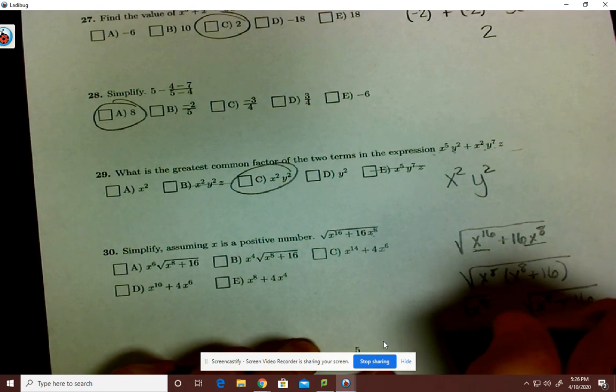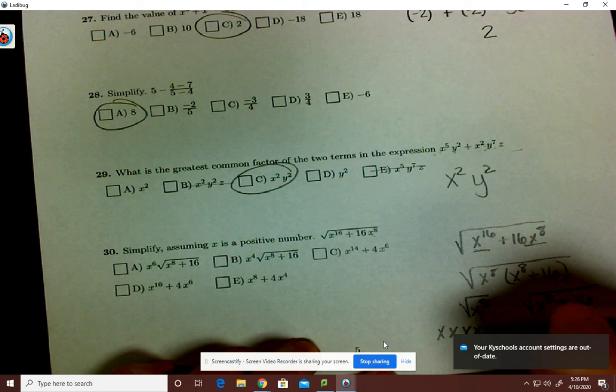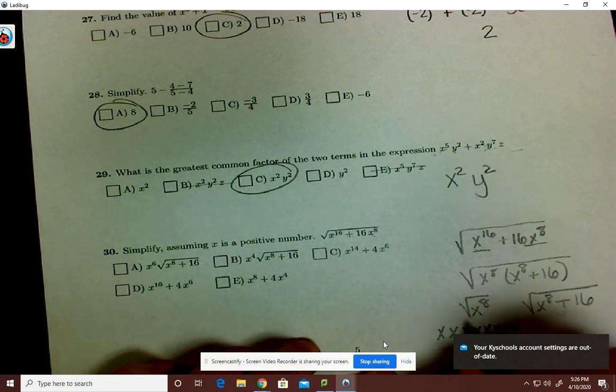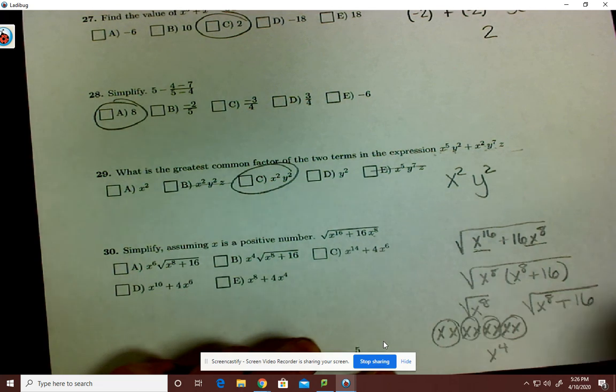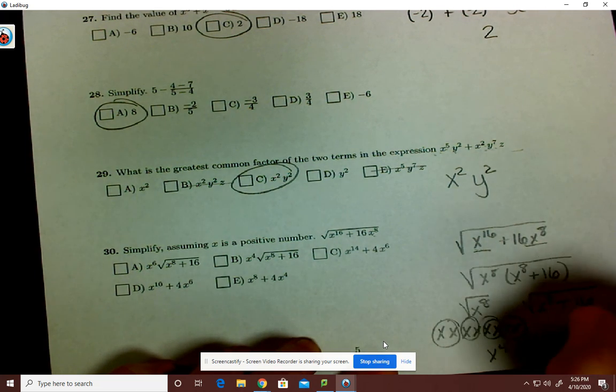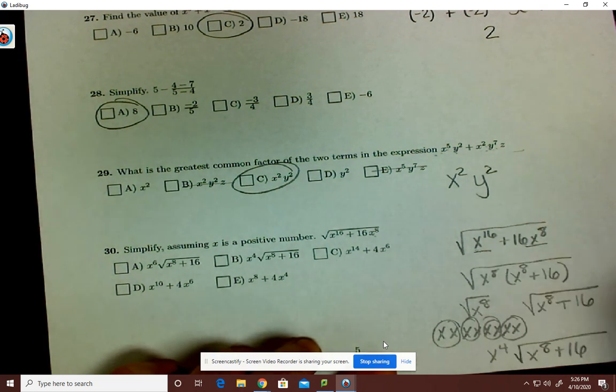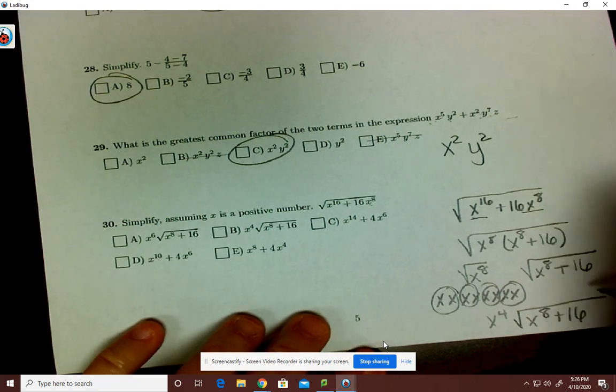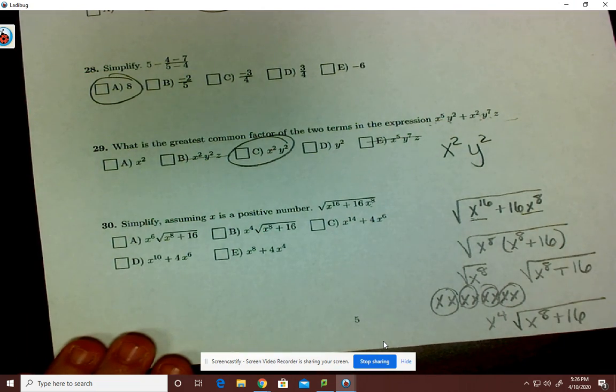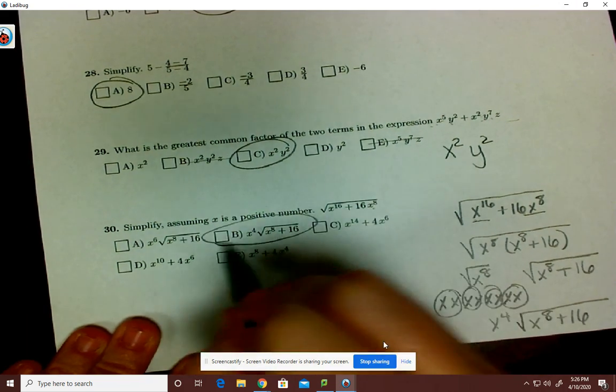So if you have 8 x's, you can make 1, 2, 3, 4 pairs. So you'll have x to the 4th on the outside and x to the 8th plus 16 left in. This is probably the hardest question to know what it's wanting you to do on the whole thing. So that one would have been B.